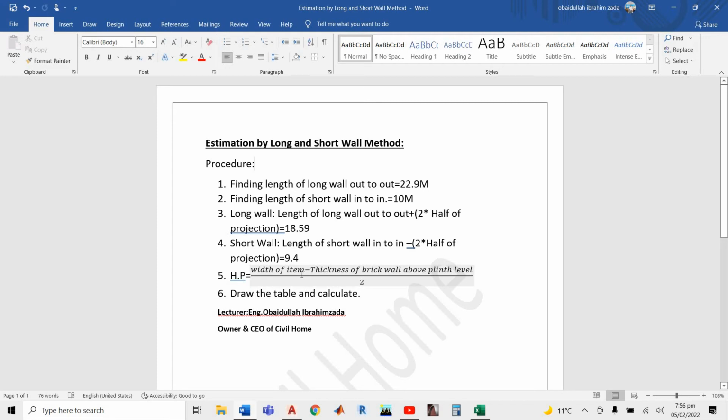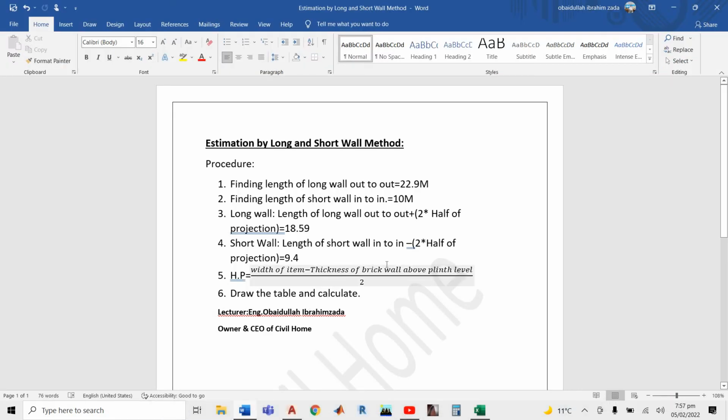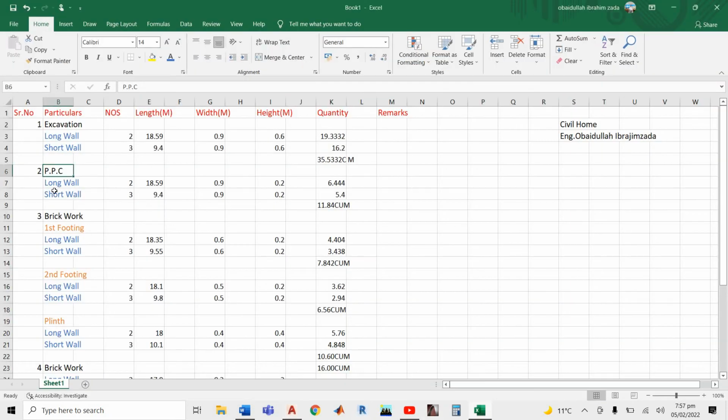Weight of the item is how much? 0.6 for a Z footing. 0.6 minus thickness of break wall above plane level, 0.3, divided by 2. How much it can? Okay. You have to multiply with 2 and plus length of long wall outward, 22.9. You get your length, and it will become how much?